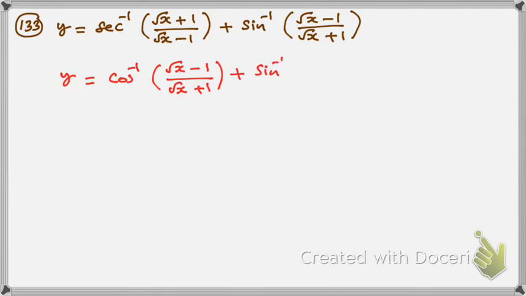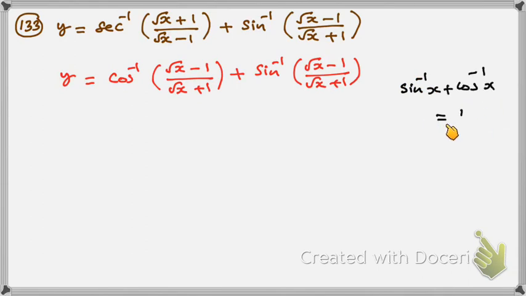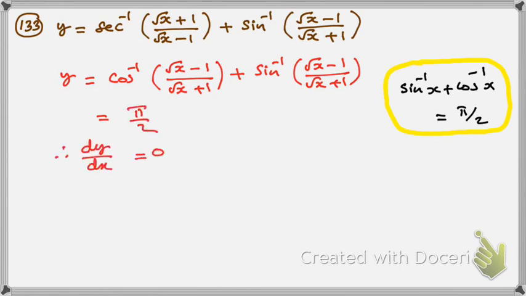Plus the second term we keep the same. Now this looks like cos inverse of x plus sin inverse of x, and cos inverse of x plus sin inverse of x would be pi by 2. So that's a result also. Cos inverse of x plus sin inverse of x is equal to pi by 2. And if this changes to pi by 2, your question is to differentiate. Derivative would be 0 because the derivative of a constant is 0.